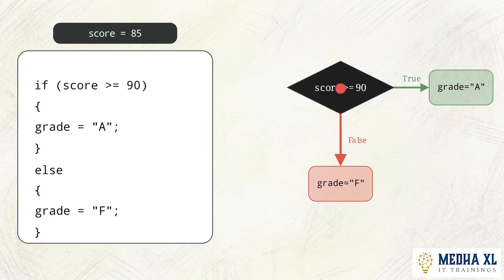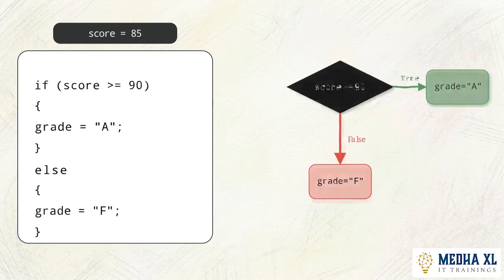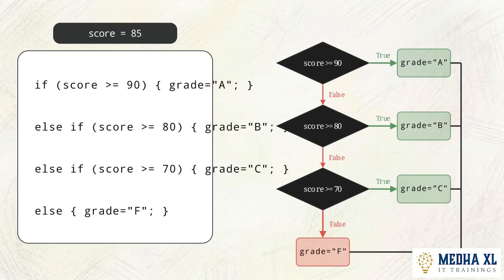But we must account for failure. The else block serves as the necessary default fallback. It catches any state that fails the initial condition, ensuring the program always has a valid path forward even when the expected input isn't met.